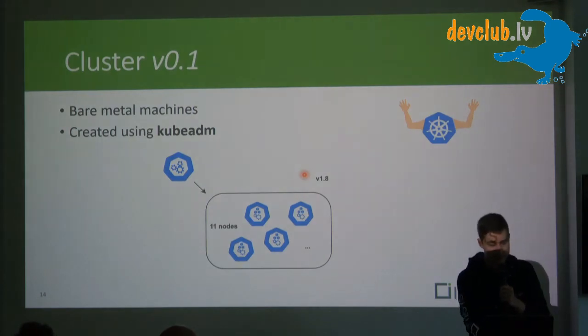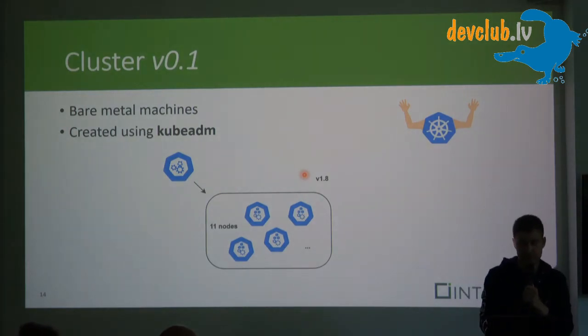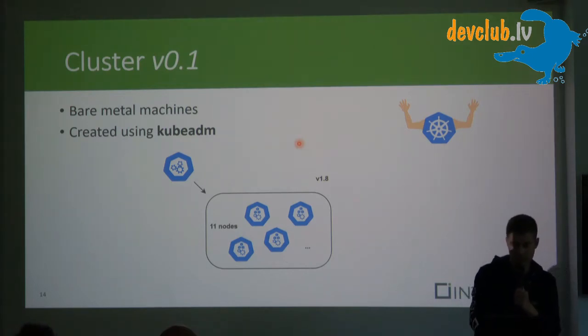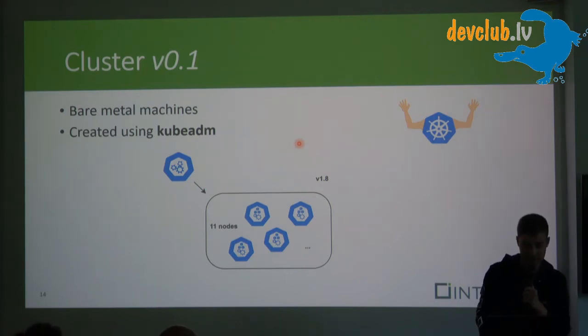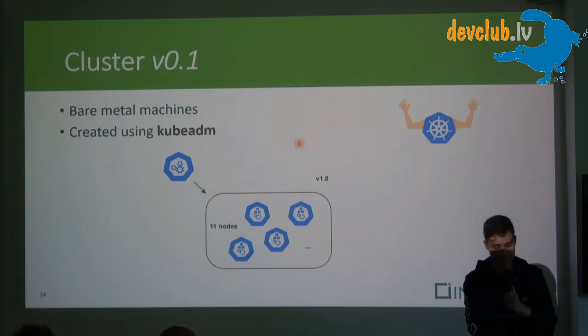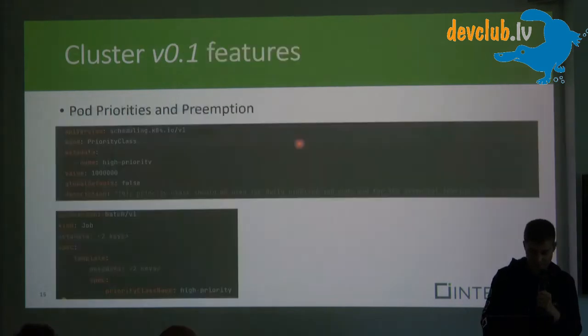So we created our first cluster using the bare metal machines that we had. It was not very large, 11 nodes and one master, and the version of Kubernetes was 1.8. It was around the year 2018, I guess. And we created it using kubeadm, a utility for managing and provisioning clusters.